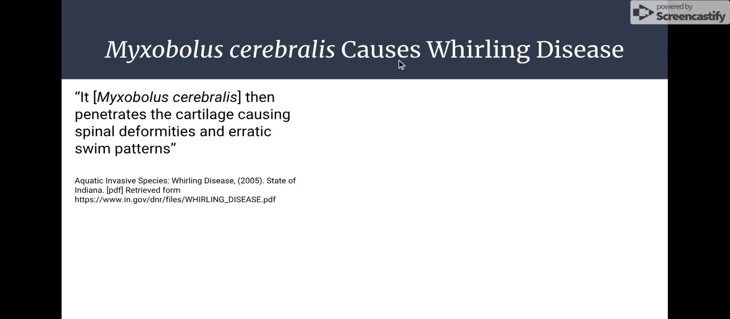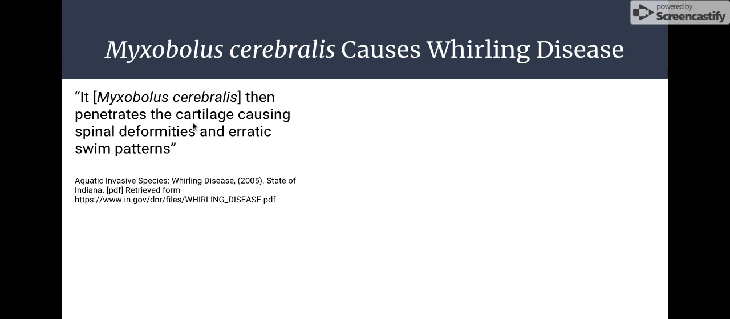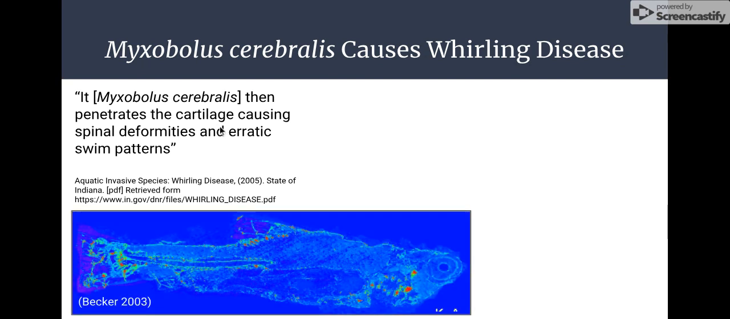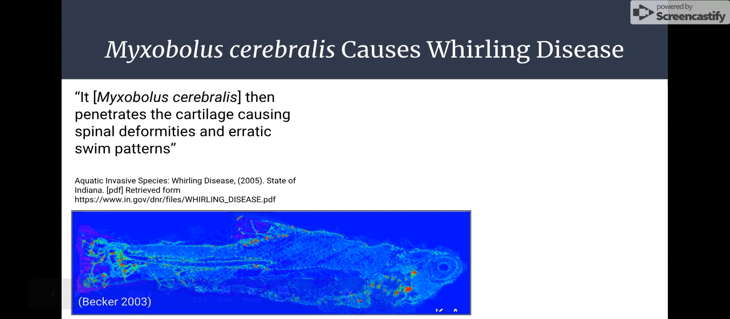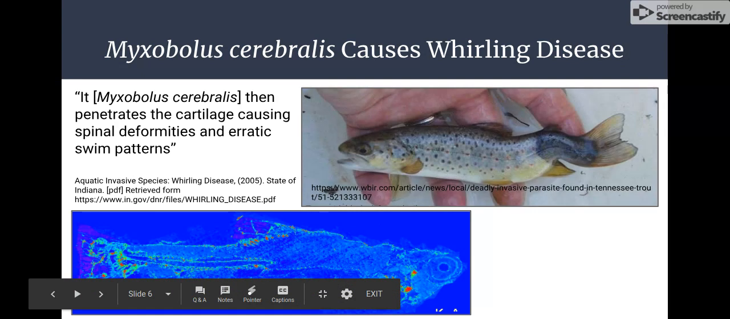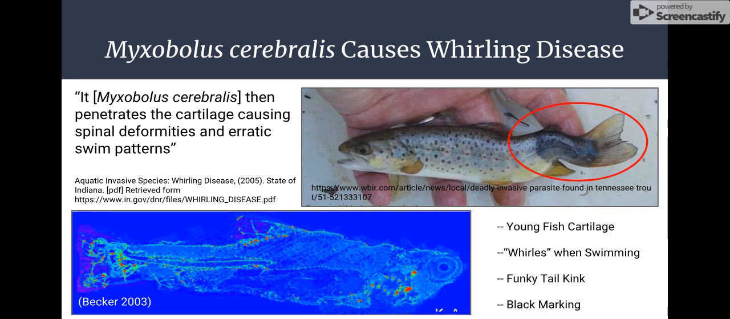So Myxobolus cerebralis is a parasite that causes whirling disease. A better definition by the state of Indiana is that Myxobolus cerebralis penetrates the cartilaginous tissue, causing spinal deformities and erratic swimming patterns. So here we can see in red where the concentrations of this parasite are within the fish, around the head, possibly where it was injected, and then a lot in the lower tail section, and that causes this general deformation. So whirling disease is characterized by a kinked tail, and generally it also has this black skin discoloration, which causes it to swim in a whirling type pattern.